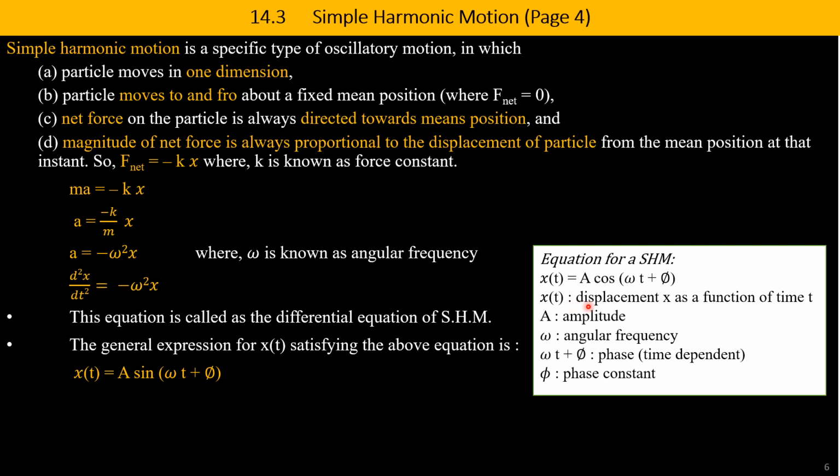Here x of t is the displacement x as a function of time. A is the amplitude, omega is the angular frequency, and omega t plus phi is the phase, which is time dependent. Please see here, small t is there, that is why it is time dependent, and phi is the phase constant.